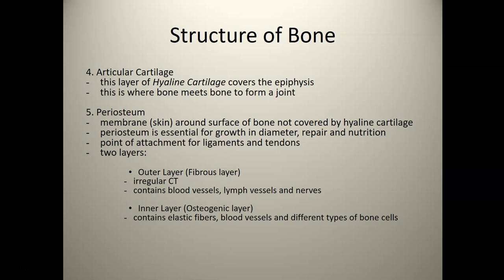There are two layers to the periosteum: an outer layer that is fibrous and an inner layer that is called osteogenic. The outer layer is connective tissue that contains blood vessels, lymph vessels, and nerves. The reason the inner layer is called the osteogenic layer is because this is where bone replacement and growth occurs. It contains elastic fibers, blood vessels, and different types of bone cells. If a bone needs to be modeled and dissolved a bit, we have cells that can do that. If a bone just needs to be maintained, we have a cell that does that. If the bone needs to repair or remodel or regrow, we have bone cells that do that.